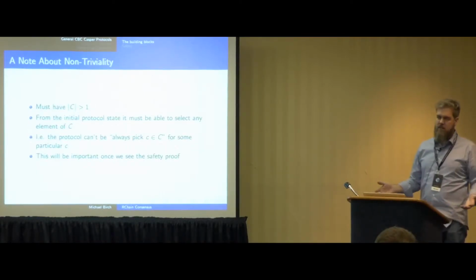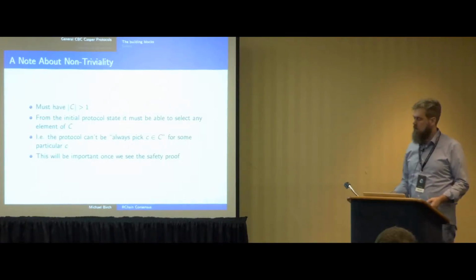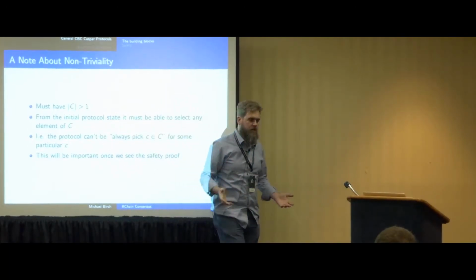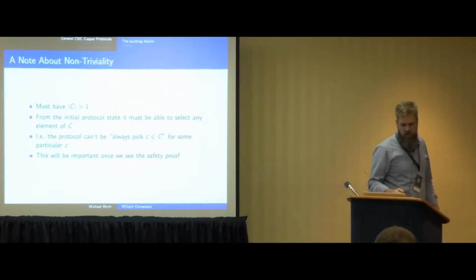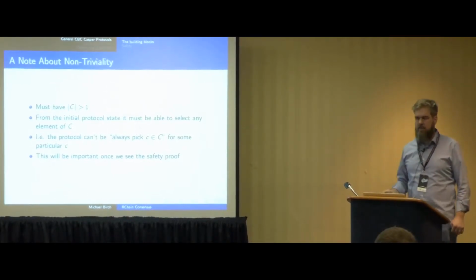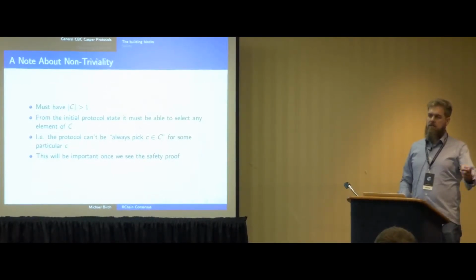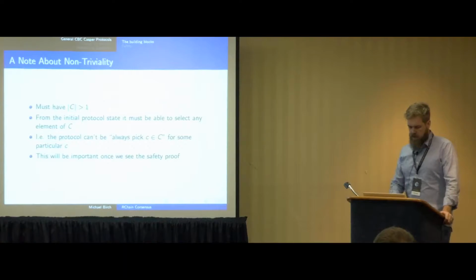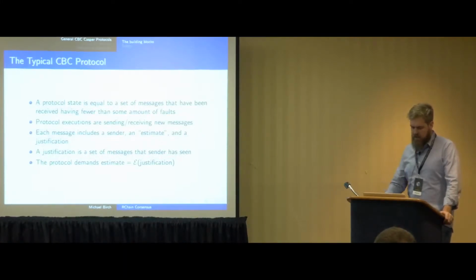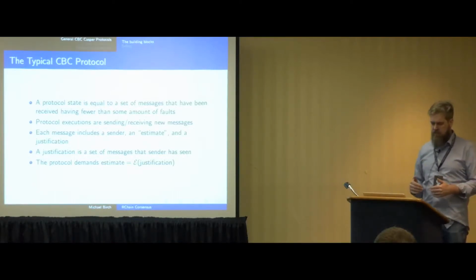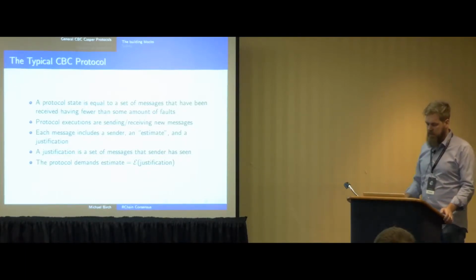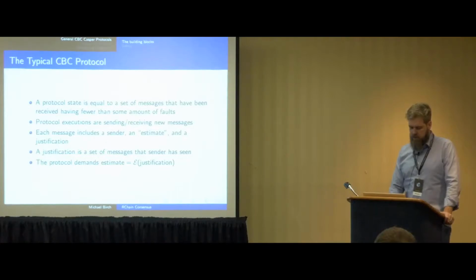So we've got to have at least one thing that we're getting consensus on. At least two. If you only have one, then you've already achieved consensus. The initial protocol has to be able to select any element of C. That is, you can't just say, yeah, there's true and false, but we're always going to pick true. The state itself is a bunch of messages that have been received having fewer than some number of faults. And faults are a parameter of this protocol.